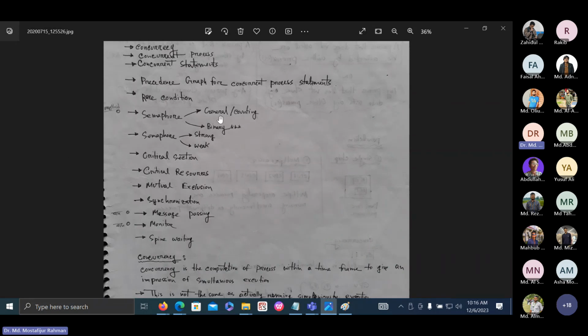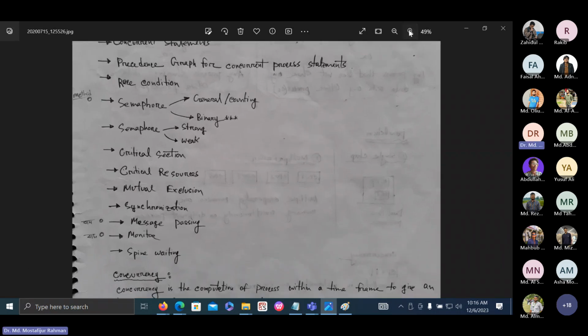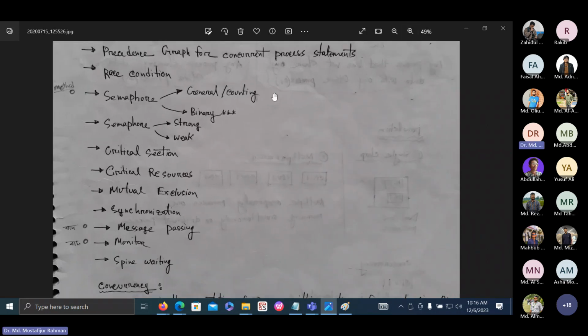Semaphore, we have two types of semaphore. Last time I discussed them. One is counting semaphore, which ranges from minus infinity to plus infinity, and the other one is binary semaphore, 0 and 1. But binary semaphore is faster and usually used in operating systems. But in some cases, the operating system uses general or counting semaphore.